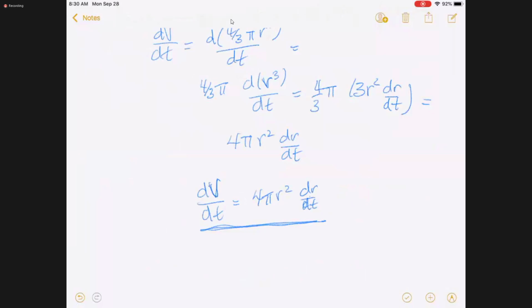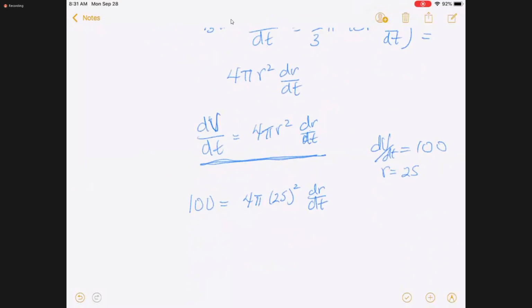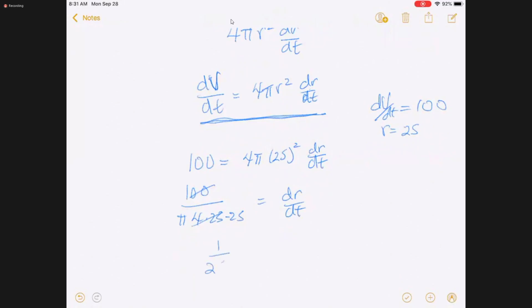All right, so r is 25 and dV/dt is 100. For the moment, I'm going to leave off my units. So 100 is equal to 4 pi times 25 squared dr/dt. And that says that 100 over pi times 4 times 25 times 25 is equal to dr/dt. 4 times 25 is 100, so I'm going to cancel those out, and I have 1 over 25 pi.